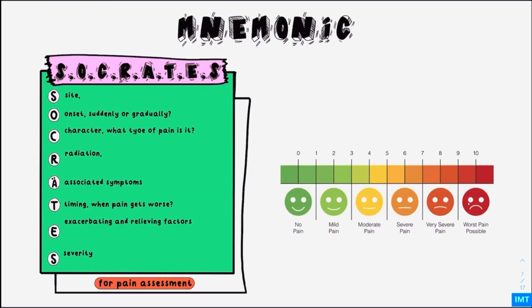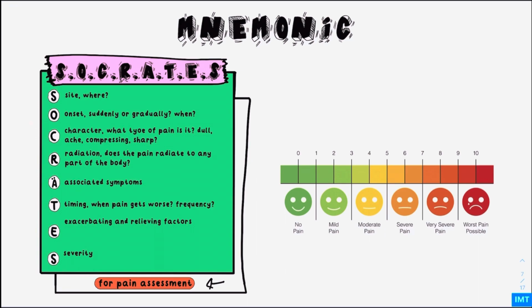There are two mnemonics for presenting complaints. The first one is for pain assessment. We have the site: you ask where. Next, the onset: suddenly, gradually, and when did it start? The character is very, very important. You should ask about dull, ache, compression, sharp. Radiation: does the pain radiate to any part of the body? Associated symptoms, for example, with chest pain, did you have any nausea, vomiting, headache, dizziness, etc.?